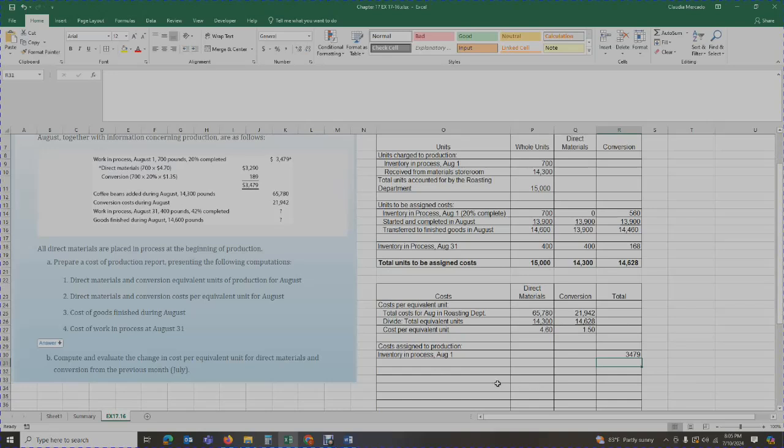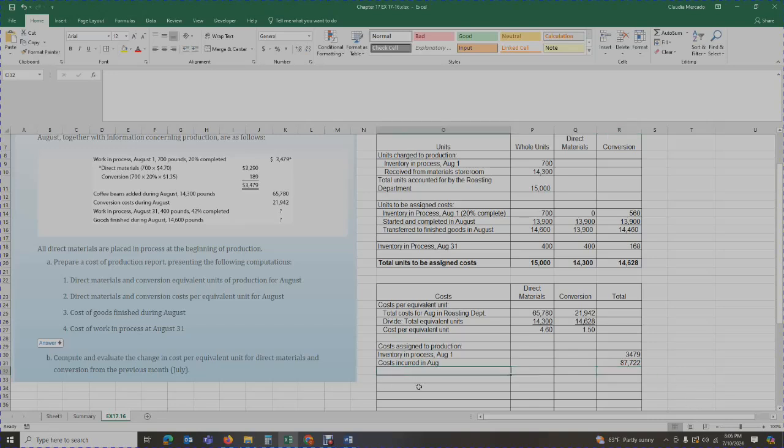Okay. Next, I'm going to go ahead and I'm going to bring in the cost incurred in August. Now, for my cost incurred in August, okay, what are we going to do? Well, we're going to go ahead and we are going to add my cost for direct materials plus my cost for conversion cost. So you're adding your 65,780 of materials plus your conversion cost of 21,942 calculated above. That will give me my total cost of 87,722.